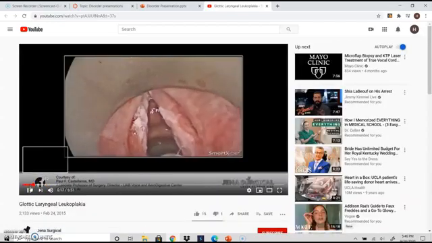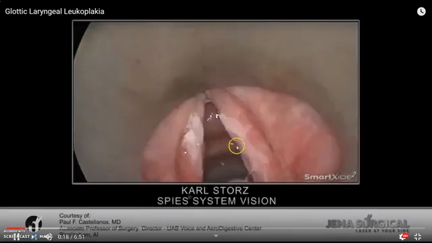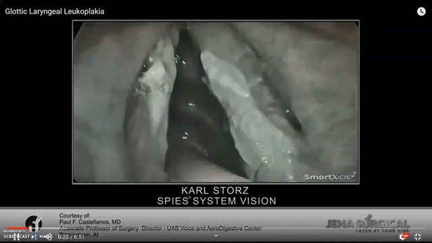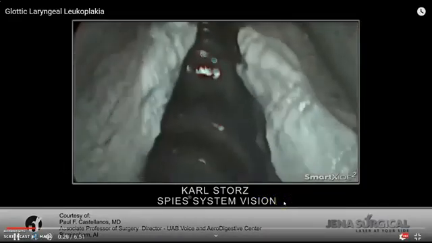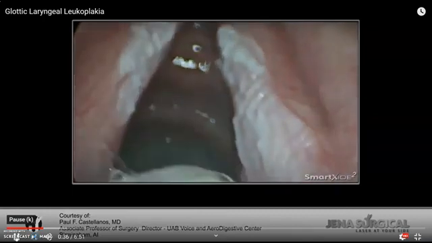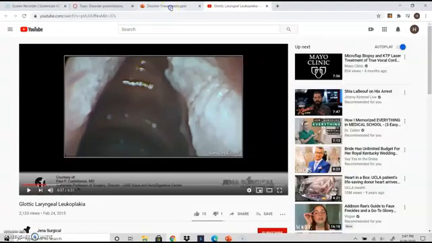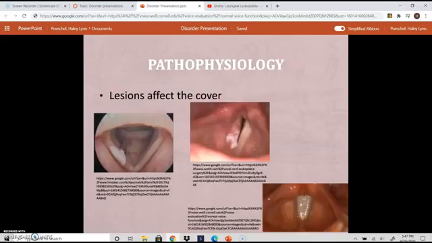Here is a stroboscopy video of a patient with leukoplakia. Here you can see the white plaque-like lesions on the outsides of the vocal folds. Keratotic lesions affect the cover layers of the vocal folds, which increase the mass and stiffness.